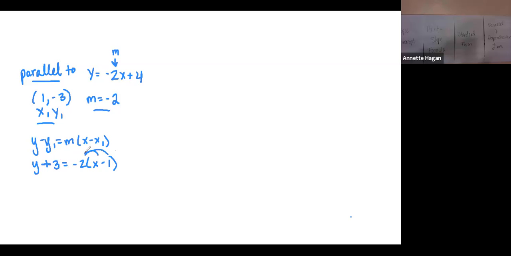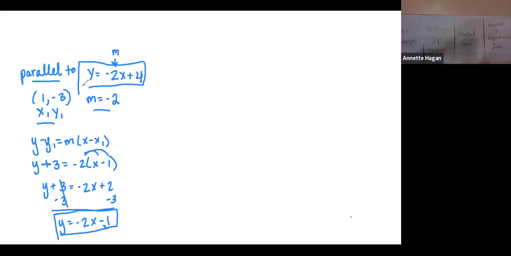And we're going to distribute. So y plus 3 equals -2x plus 2. And then we're going to subtract 3 from each side. And we're going to get y equals -2x minus 1. So this is the equation of a line in slope intercept form that is parallel to this line. Notice they each have the same slope and they have different y-intercepts. So these 2 lines are parallel on their graph and they would never intersect. And that's important to remember for what we're getting into pretty soon.